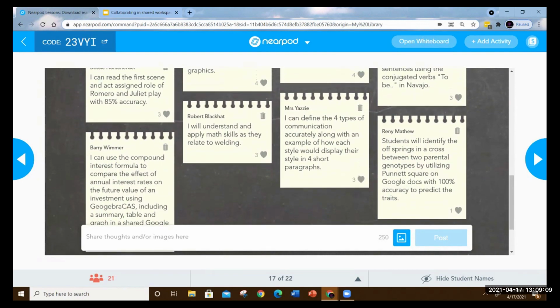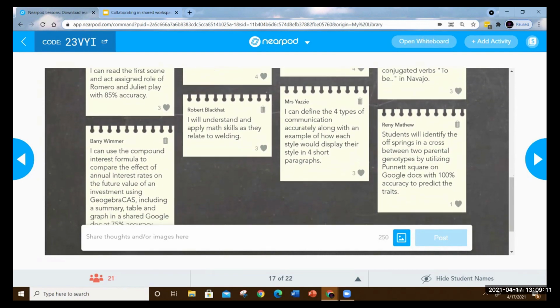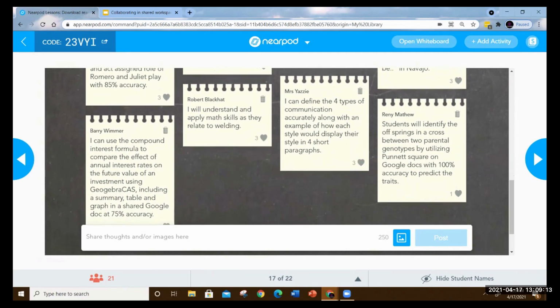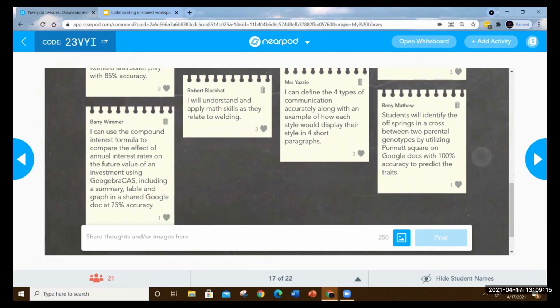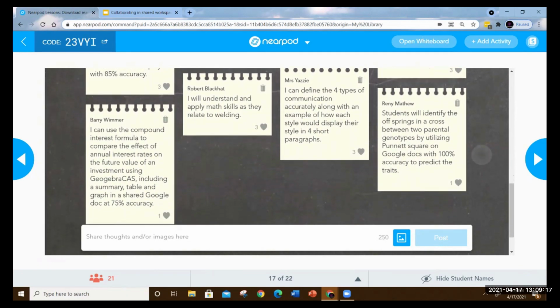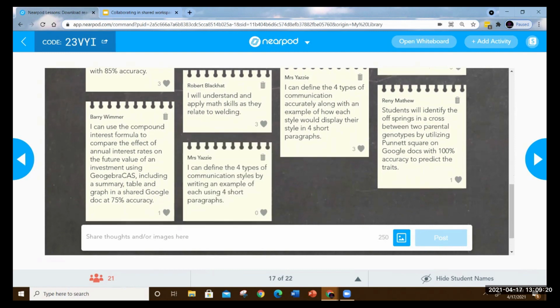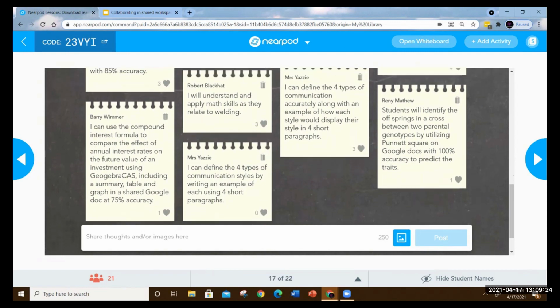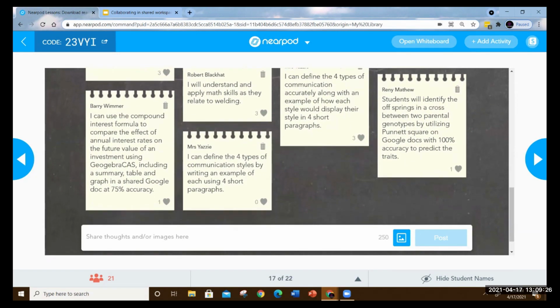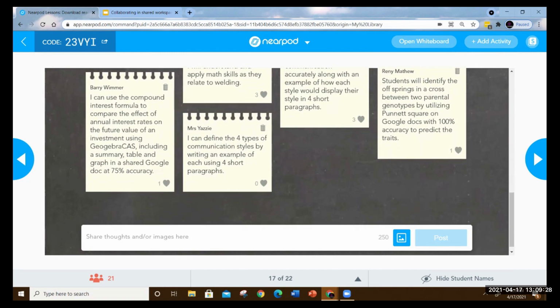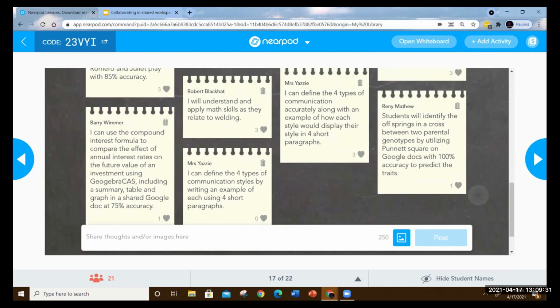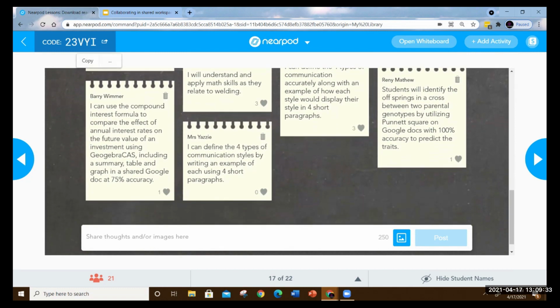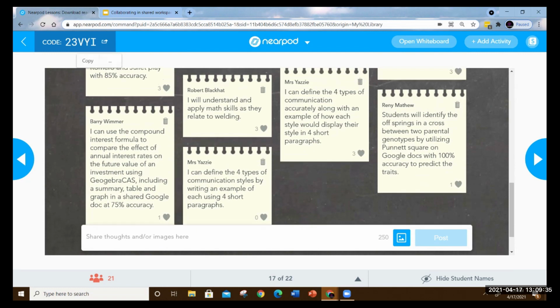Students will identify the offspring of 2 parental genotypes using a Punnett square. Okay, is a Punnett square a tool? Rennie, is a Punnett square a tool? Yeah, it's a graphic. It's a representation, yes. Okay, students will identify offspring.